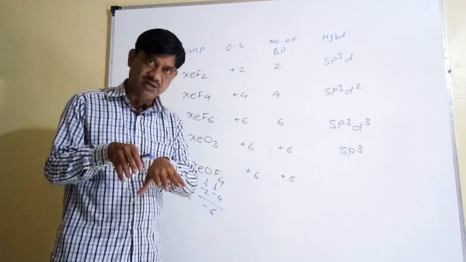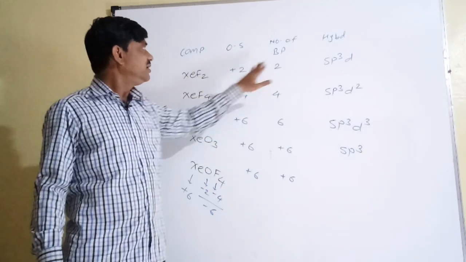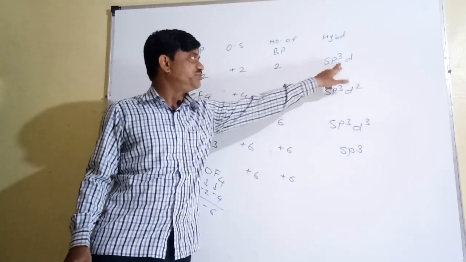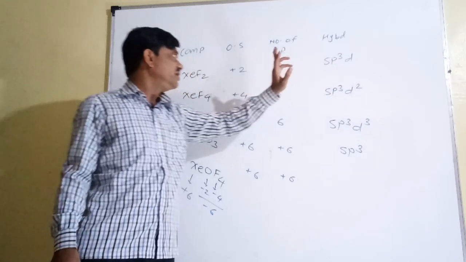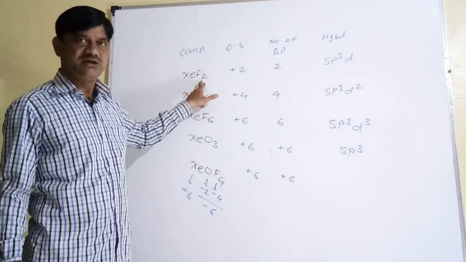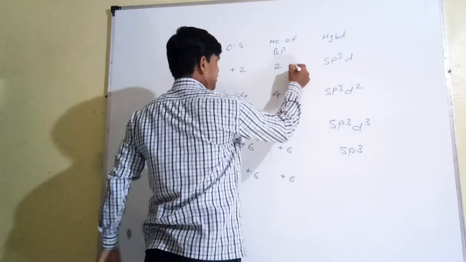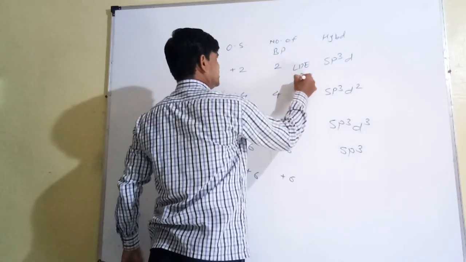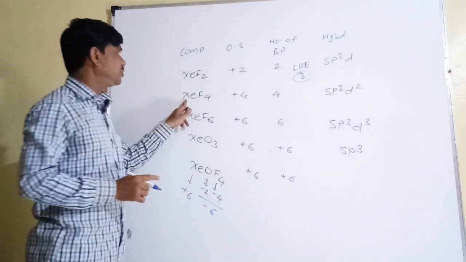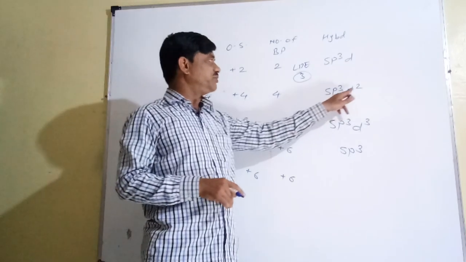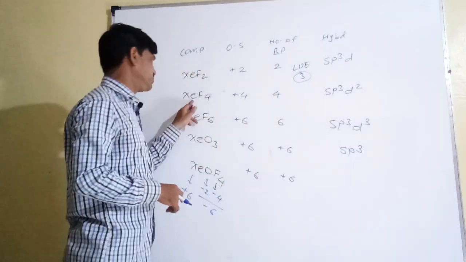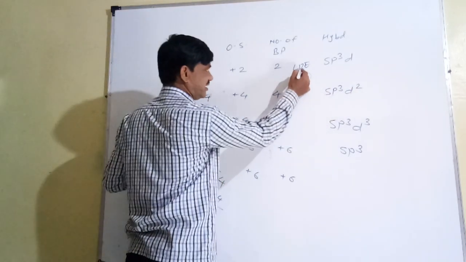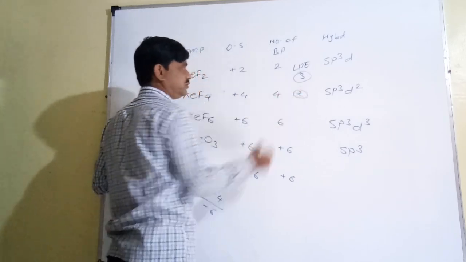Suppose you have to calculate the lone pairs of electrons. Tell me how many hybrid orbitals are there? sp3d, 3, 4, 5. How many monovalent atoms are there? 2. So lone pairs of electrons can be indicated as equal to 3. In case of XeOF4, tell me: 3 plus 2, 5 plus 1, 6. Out of 6, 4 monovalent atoms are there. So lone pairs of electrons equal to 2.